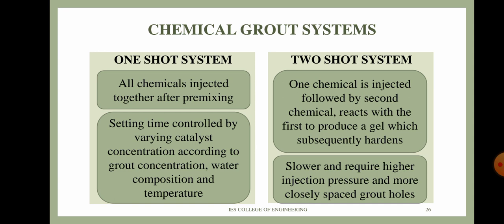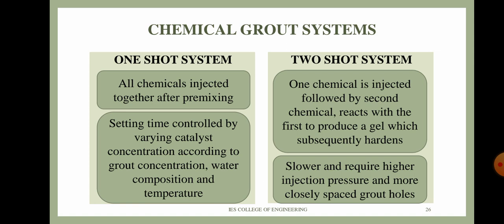Here, the chemical grout system is explained. Many of the solution grouts are termed chemical grouts, as we know, and chemical grouting is done using mainly two systems, the one shot system and the two shot system. In the one shot system, all the chemicals are injected together after pre-mixing, and the setting time is controlled by varying the catalyst concentration according to the grout concentration, water composition, and the temperature.